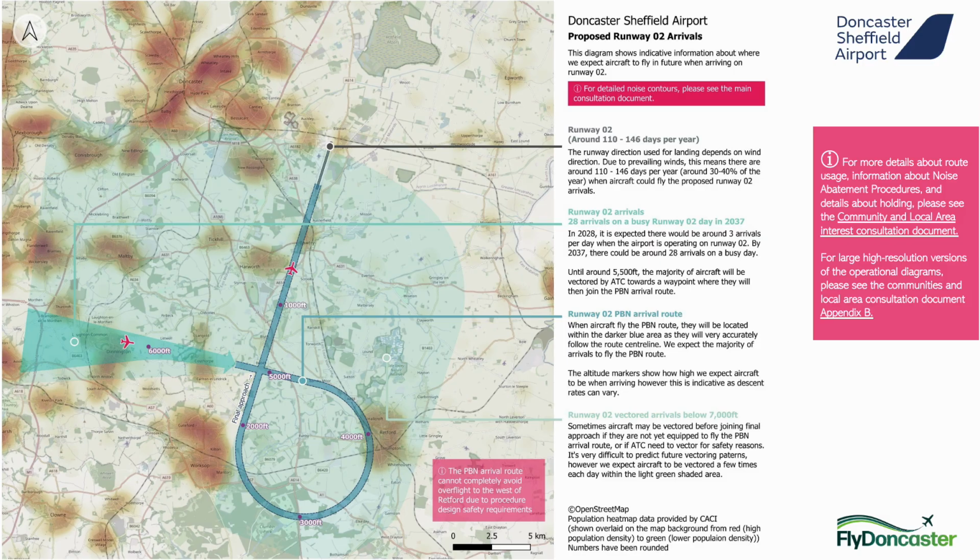We've designed it with the tightest radius of turn available to try and reduce overflight of Retford and Worksop wherever possible, whilst keeping the volume of controlled airspace to a minimum. This route could see up to 28 arrivals a day by 2037. Again, not all aircraft will always be on the route centre lines, so you may experience overflights in areas not directly underneath the centre lines.